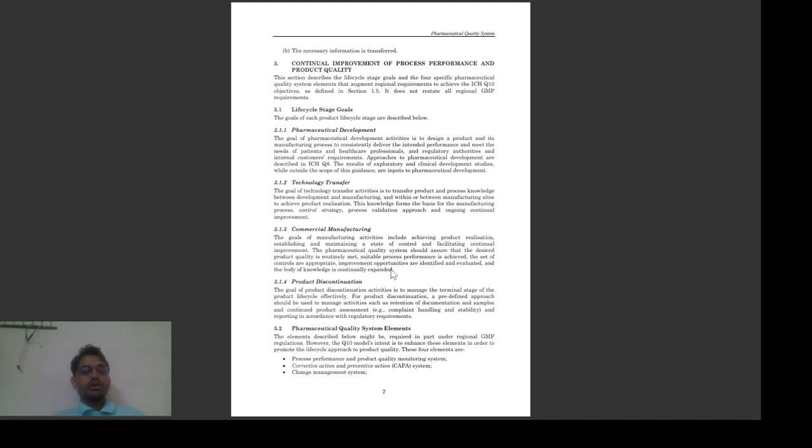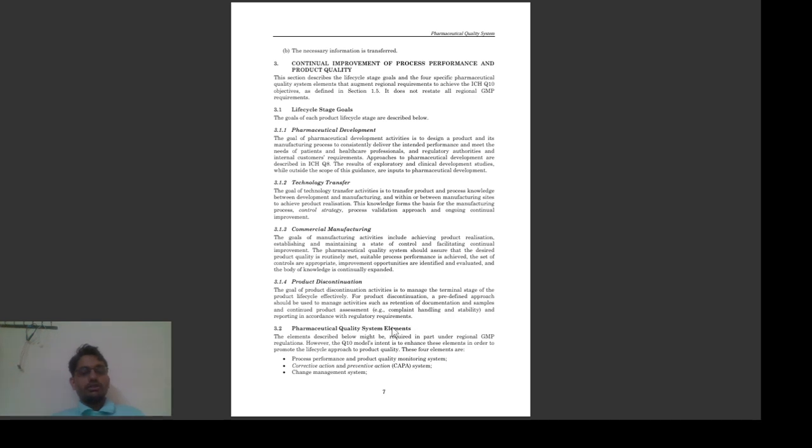Then after technology transfer, the product is released into the market for commercial manufacturing. Then product discontinuation. The goal of product discontinuation activities is to manage the terminal stage of the product life cycle. Product discontinuation is the last stage of the product life cycle. For product discontinuation, a pre-defined approach should be used to manage activities such as retention of documentation and samples, continued assessment of stability, and reporting according to regulatory requirements.